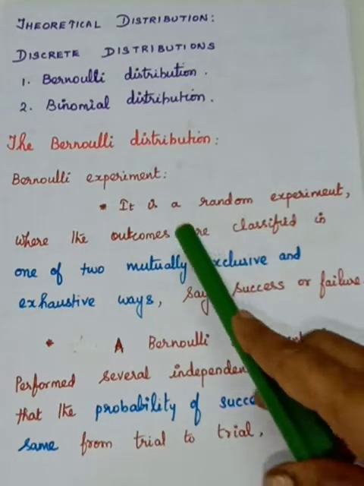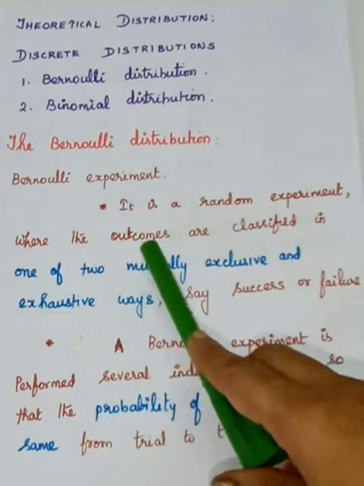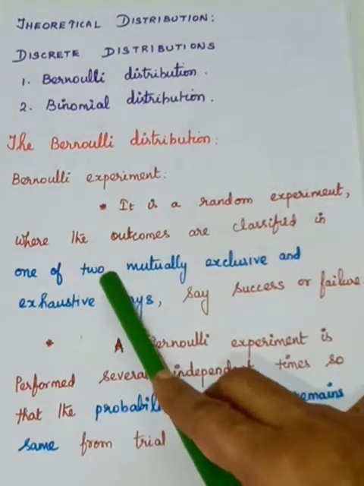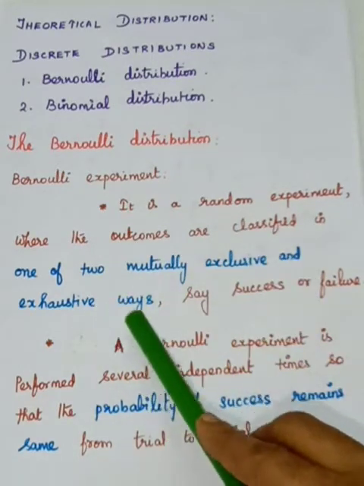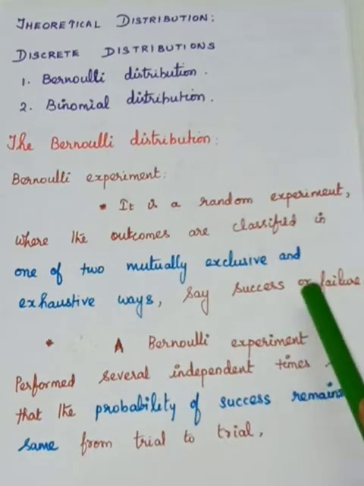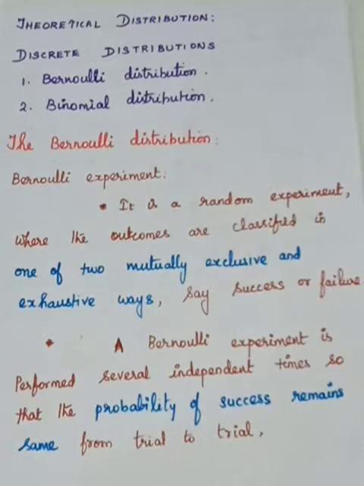So Bernoulli experiment is a random experiment where the outcomes are classified in one of two mutually exclusive and exhaustive ways, say success or failure. So in the first point, Bernoulli experiment is a random experiment which has only two possible outcomes. You can take an example, tossing a coin once. While tossing a coin, you will get head and tail. There are two possible outcomes. If you consider getting head is a success, getting tail is a failure. So you will have two possible outcomes.